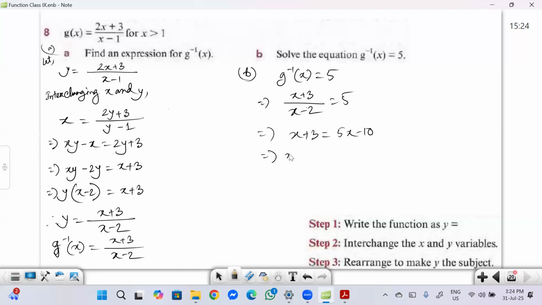And then minus minus will be 1, x equal to 13 by 4. Got it? Pretty simple, huh?